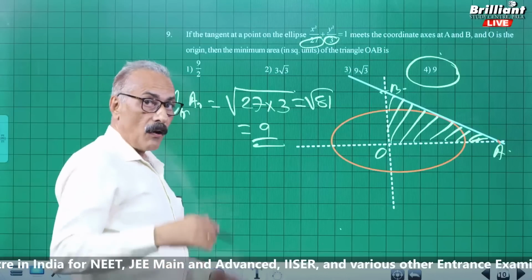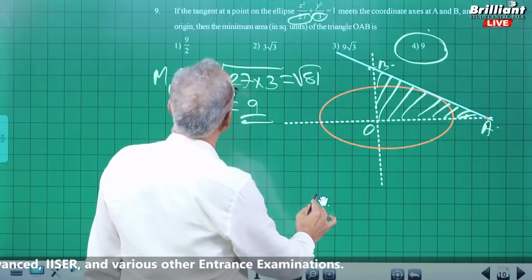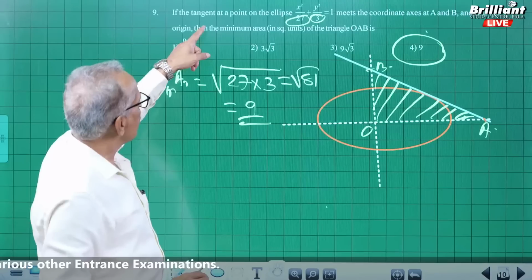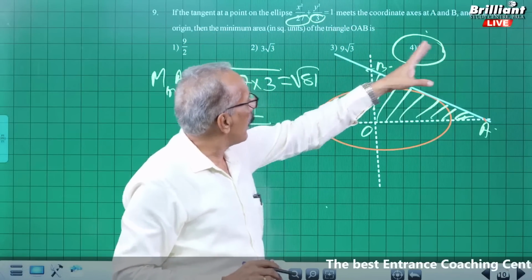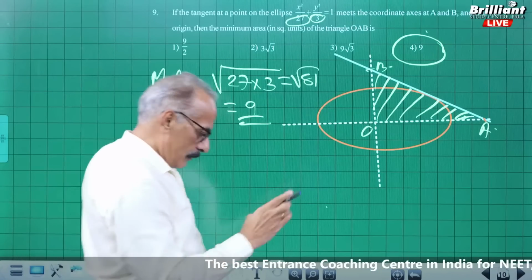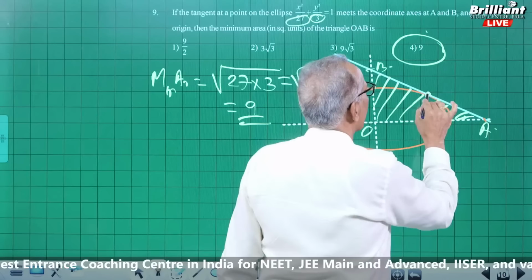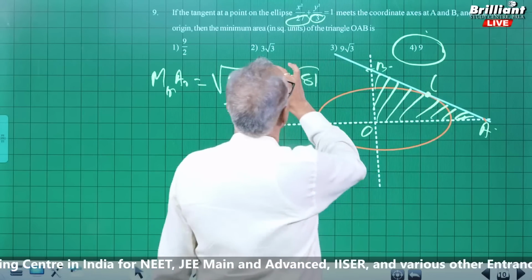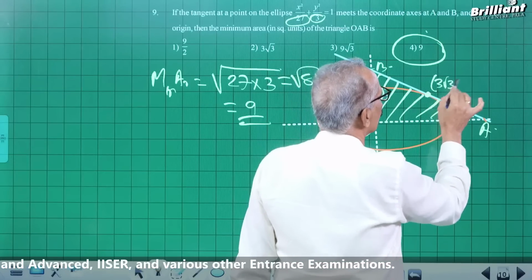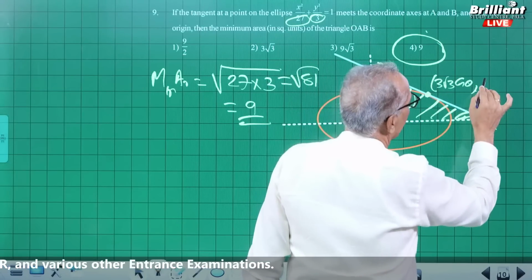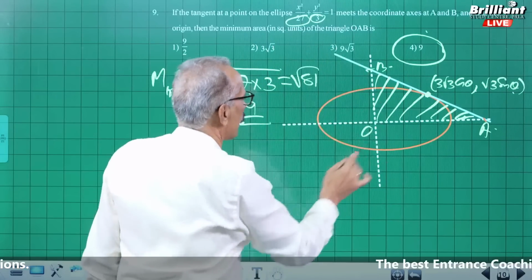Now, how do we solve it? Remember this question and how we solve it. If the tangent at a point on the ellipse meets the coordinate axes at A and B, the minimum area is asked. First, you say any point on the ellipse will be a cos theta, comma, b sin theta. Here a is root 27, meaning 3 root 3 cos theta, comma, root 3 sin theta. Then the tangent will be what there?